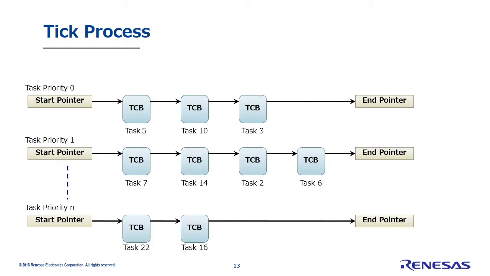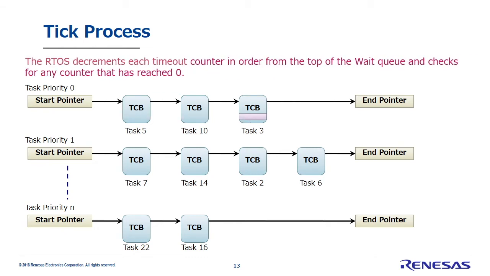This slide explains the timeout process. Usually, there is a counter for timeouts within the TCB of every task, and when it is moved into waiting state, the timeout value is written to this counter. The tick process is activated on the tick interval, and as you see here, these counters are each decremented in order. And if any counter reaches 0, the task will be moved from the wait queue to the ready queue. You can see here then how processing time can vary greatly depending on the internal condition of the RTOS, meaning the condition of the wait queue.